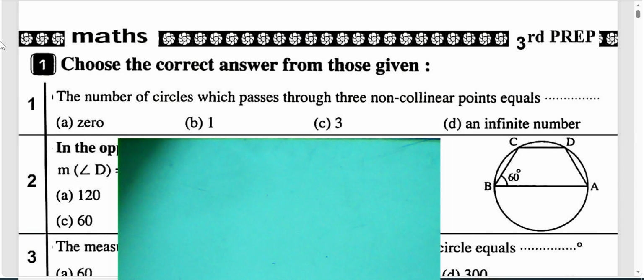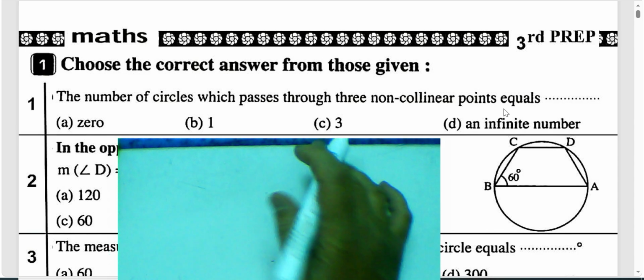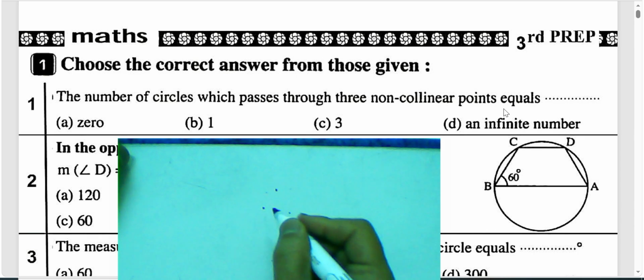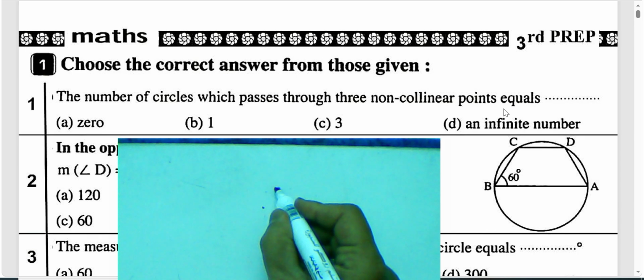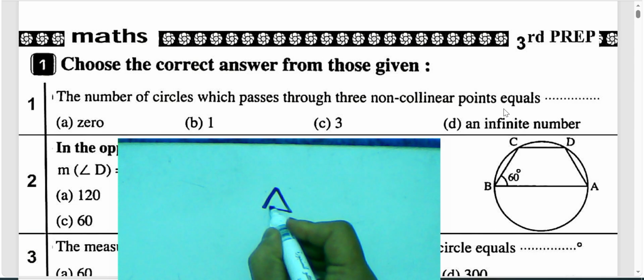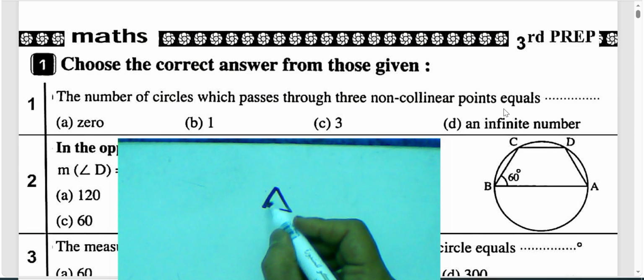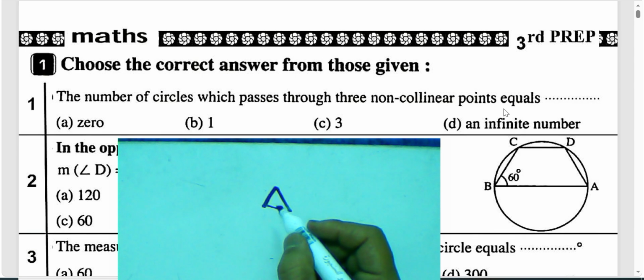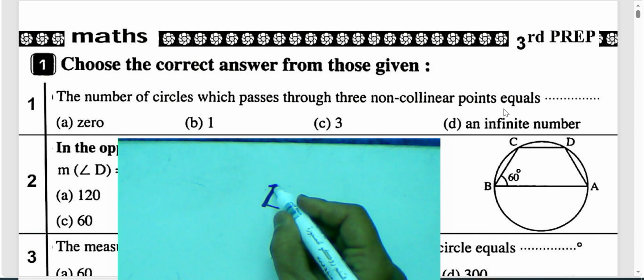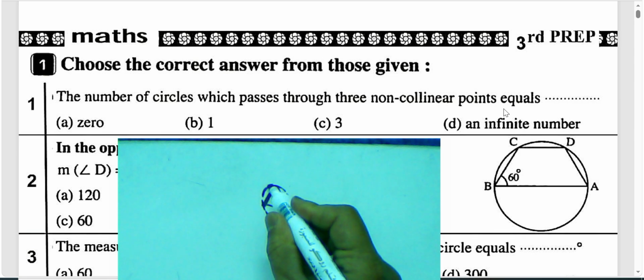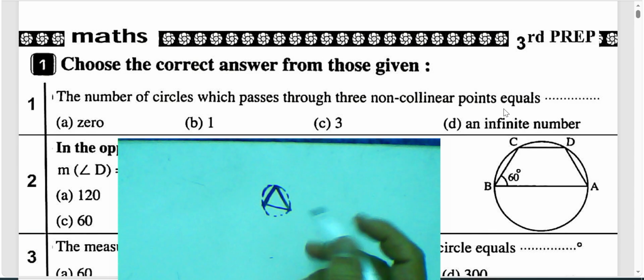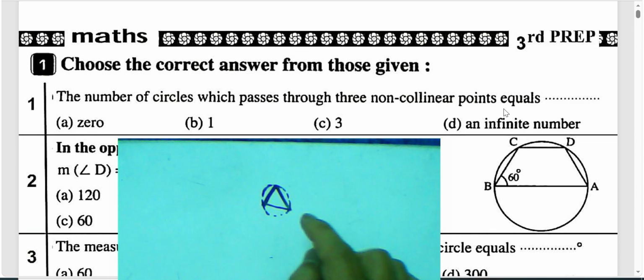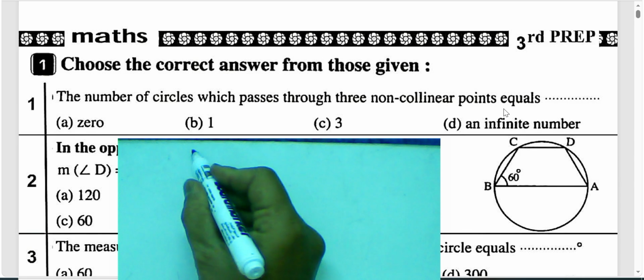First question: the number of circles which pass through three non-collinear points. We have three non-collinear points like this, 1, 2, 3. It means a triangle. If we join the 3 points, we have a triangle. He asked how many circles pass through the vertices of a triangle. We have 1 circle. Then the number of circles which pass through 3 non-collinear points equals 1. Choose letter B.